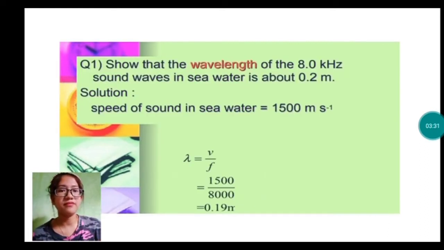Here is a problem with solution. Show that the wavelength of an 8.0 kHz sound wave in seawater is about 0.2 m. The speed of sound in seawater is 1,500 m/s. λ equals v over f, equals 1,500 over 8,000, which is equal to 0.19 m.